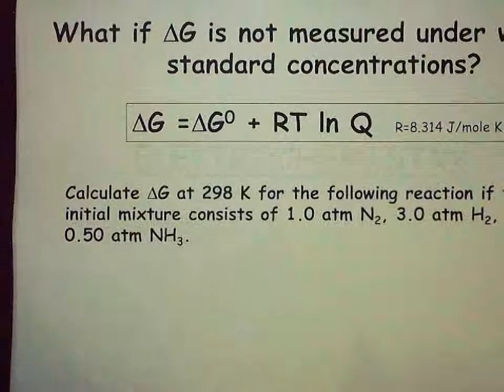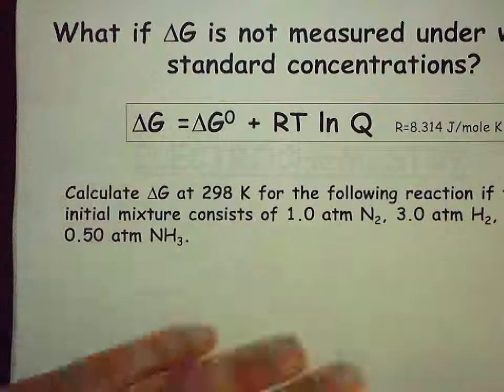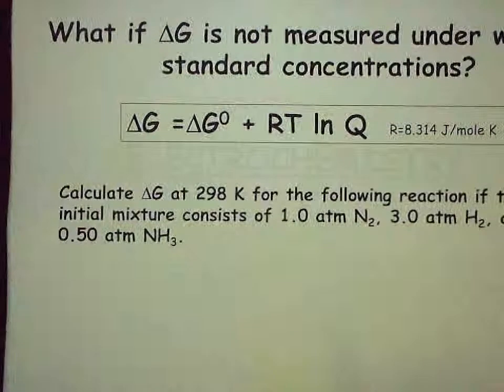Here's another equation that you need, and this is the last slide, and we're done with this chapter on thermochemistry. All right, so what if delta G is not measured under standard conditions or standard concentrations? Can you still use that table in the back of the book to figure out what Gibbs free energy is going to be if you use totally different concentrations other than 1 atmosphere? Yeah, you sure can. You use this equation instead.